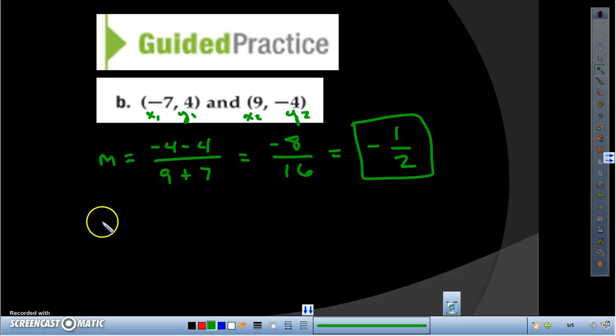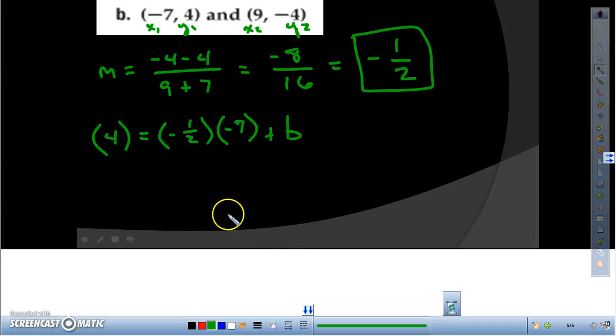I'm going to plug in the y value from point 1 for y. Then I'm going to plug in the slope that I just found for m. Then I'm going to plug in the x value from this first point. And then I'm going to solve for the y-intercept. This is going to end up as a positive 7 over 2. And then I need to subtract 7/2 from both sides. So b is going to be equal to 4 minus 7.